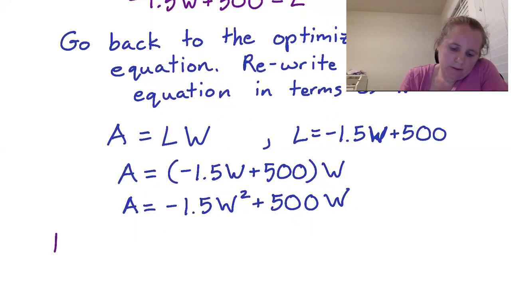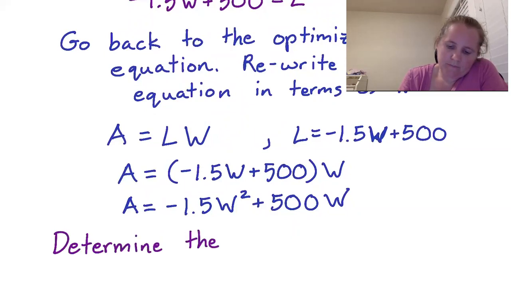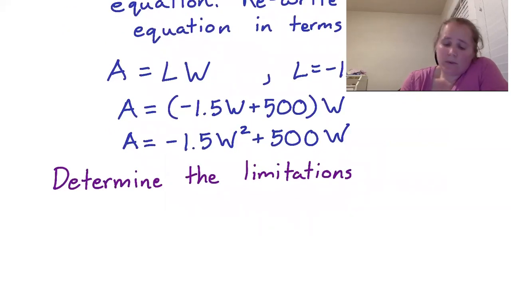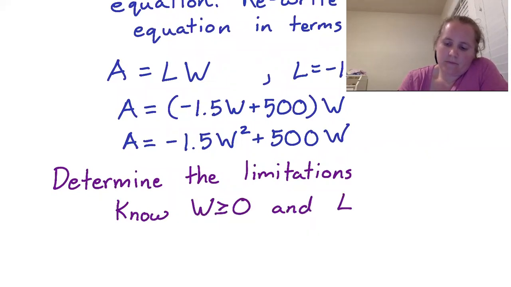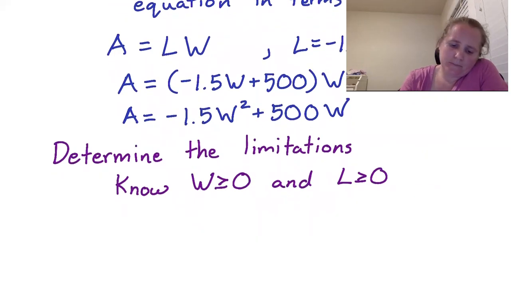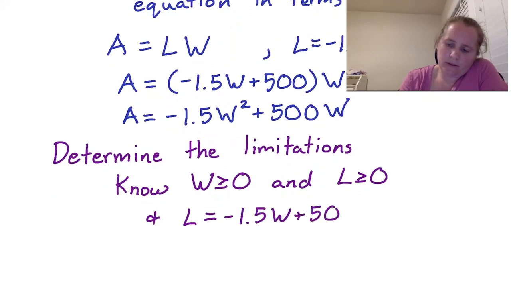So determine the limitations. We know that length and width are both non-negative, so that length and width are both greater than or equal to 0. And we know length is negative 1.5 W plus 500. Well, we know that's greater than or equal to 0.